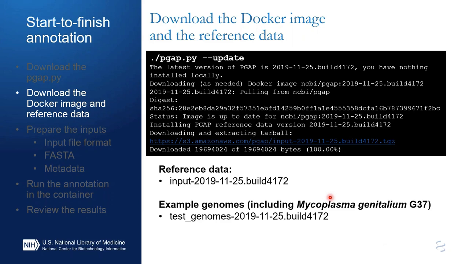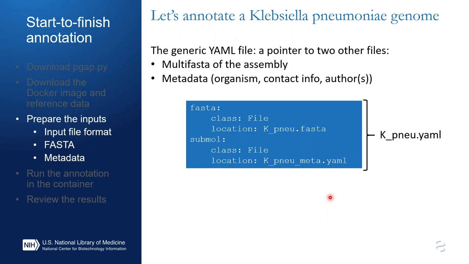So in particular, Mycoplasma genitalium G37 is a very small genome, and using that test data for Mycoplasma will allow you to quickly test that your installation is working correctly. So now let's annotate a Klebsiella pneumoniae genome. I picked a random genome that is available in Assembly at the moment.